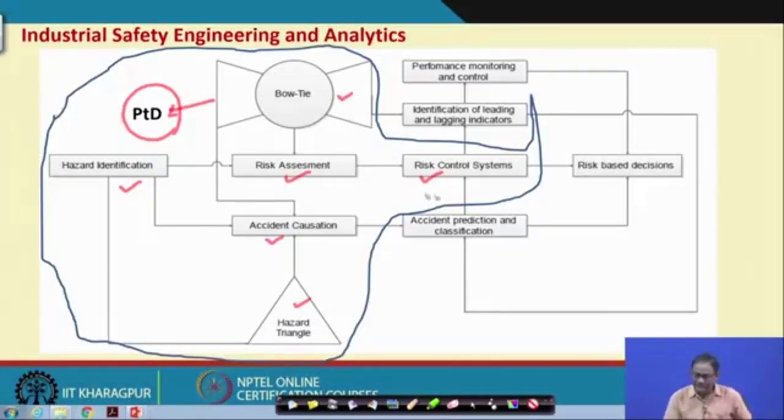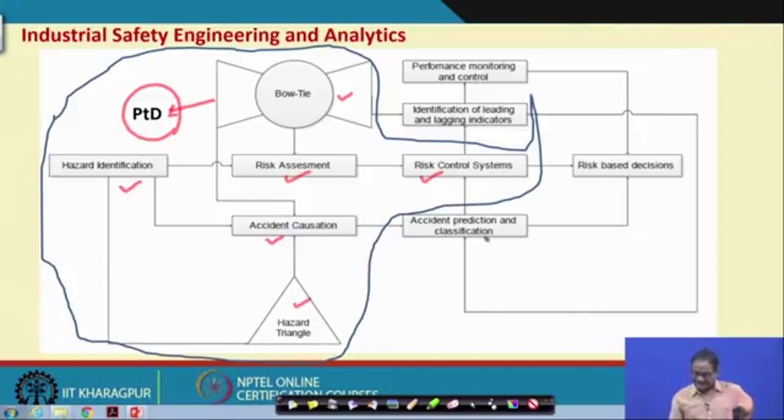And risk control systems also you have seen. So, that means all those things during the design stage you have to identify, and you have to put risk barriers in proper place for proper job, for proper activities at proper time, primarily at the upstream, so that you will get the fruit of your work during the life cycle of the process or the system.